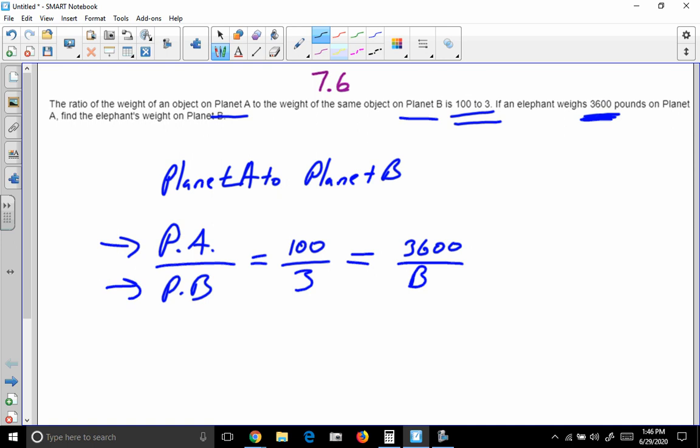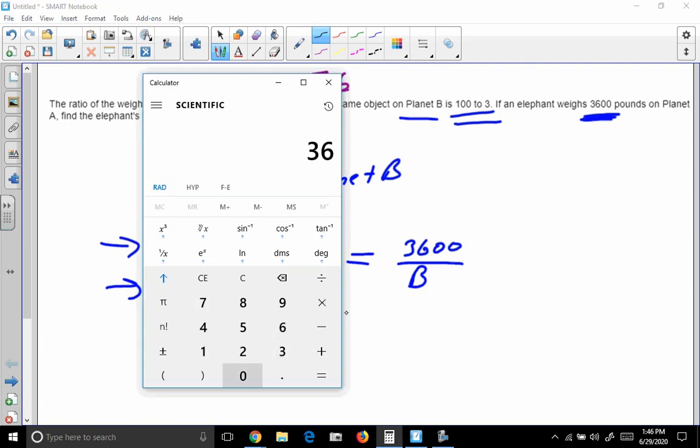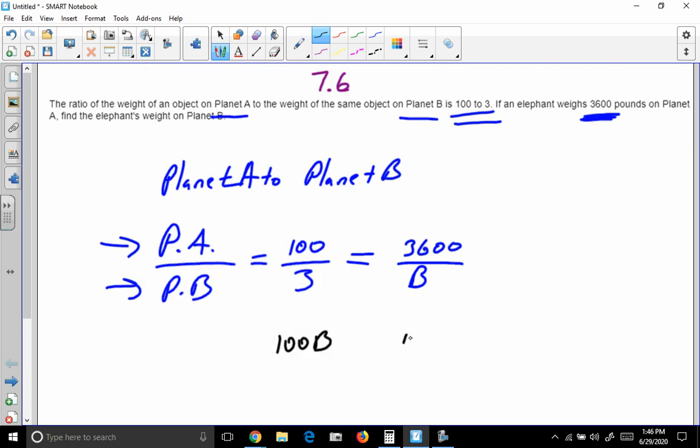The way they're going to handle this is anytime we have one fraction equal to another fraction, we can just cross multiply. We can do 100 times B, 3,600 times 3, and those two things are equal. Now that's only going to work if it's one fraction equal to one fraction. If there's more than one term on either side, we can't cross multiply.